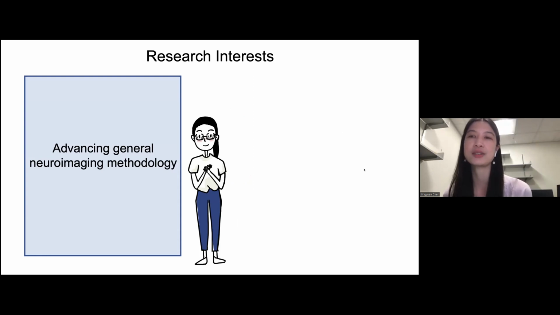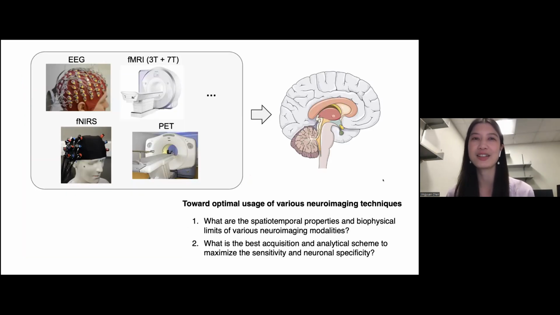One theme is to advance general neuroimaging methodology. We know that there are many techniques to look at the various aspects of our brain, such as EEG to look at the scalp electrophysiology, functional magnetic resonance imaging to look at the whole brain hemodynamic changes, and PET, positron emission tomography, to look at the neurochemical processes of the brain. Along this direction, one focus is how we can achieve the optimal usage of different neuroimaging techniques.